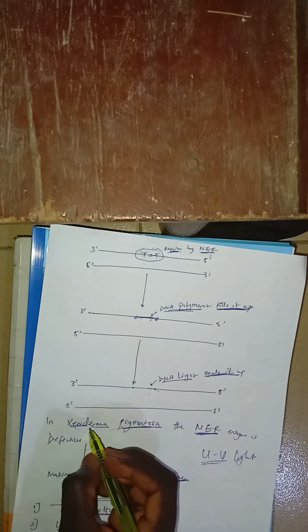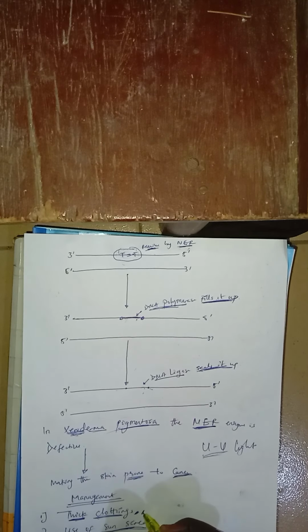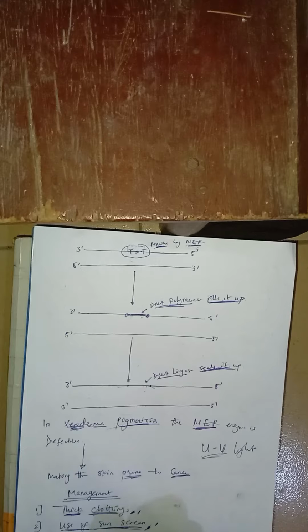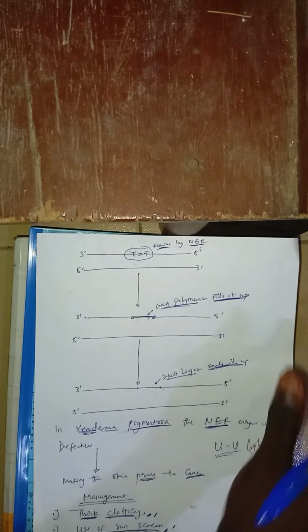But in the case where we have Xeroderma pigmentosa, this nucleotide excision repair enzyme is defective. So it makes the skin prone to cancer due to the ultraviolet light because we can't repair that mutation. Then from there, cancer of the skin. Then how do you manage them? Thick clothing, sunscreen, gene therapy. If you can write this, I believe you are good to go for your exam.